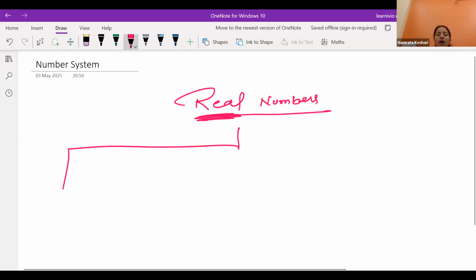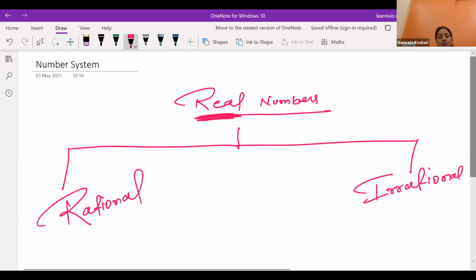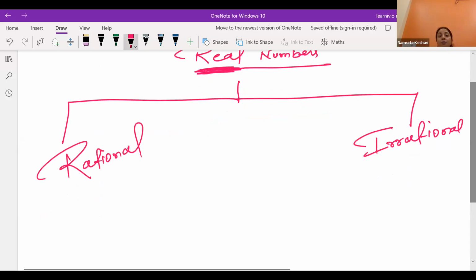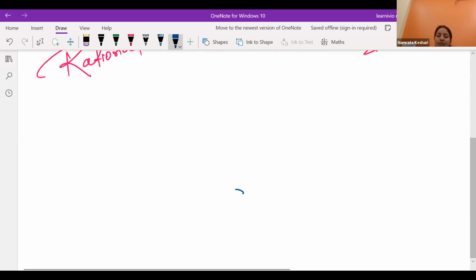Real numbers have two categories. One is rational number, another is irrational number. Rational numbers you have learned in the previous class, with their properties and everything. Here also I am concluding that the diagram looks like this actually. First we are having natural numbers.